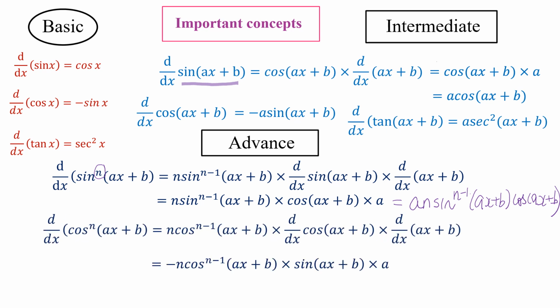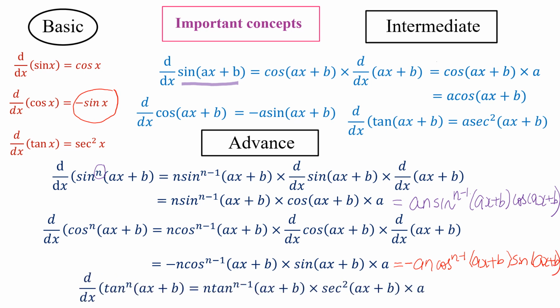You can do the same for cosine to the power of n bracket ax plus b, and there's a negative there. Why negative? Because when you differentiate cos, you're supposed to get negative sine x. That explains why I have a negative there. So rearranging it, you get negative a n cosine to the power n minus 1 bracket ax plus b, sine bracket ax plus b. You do the same for your tangent, and this is what you end up with.